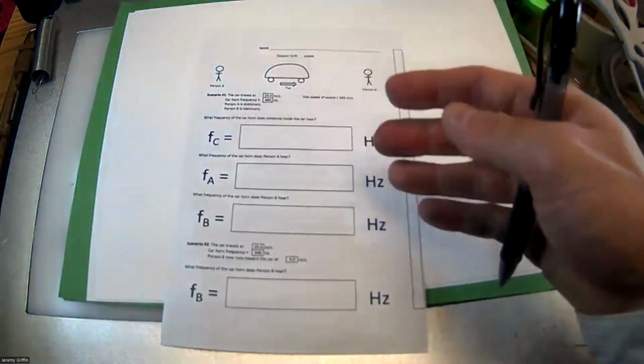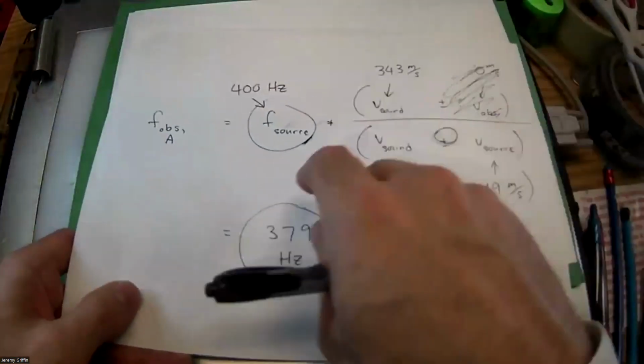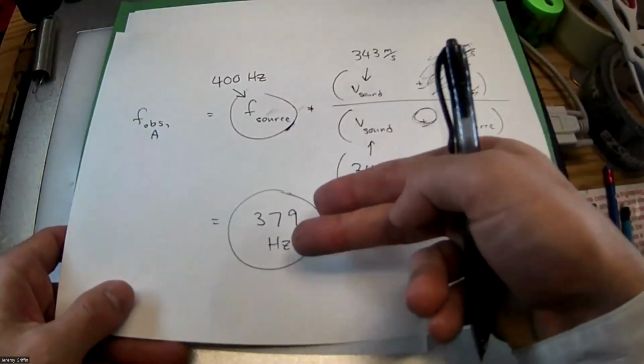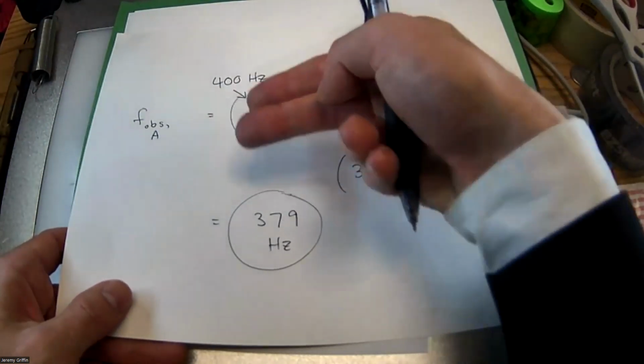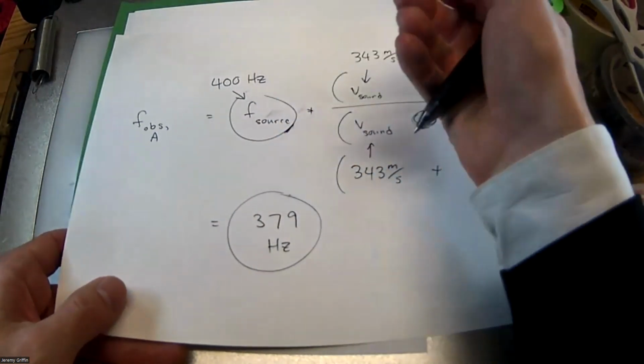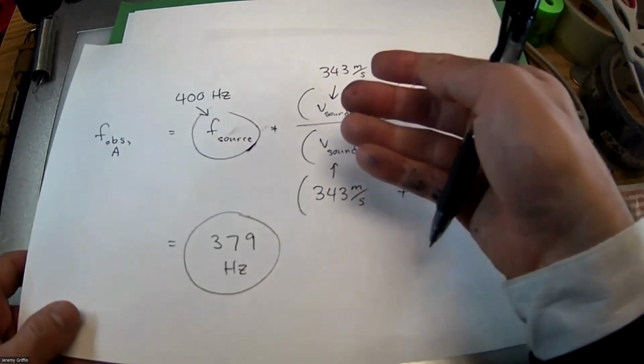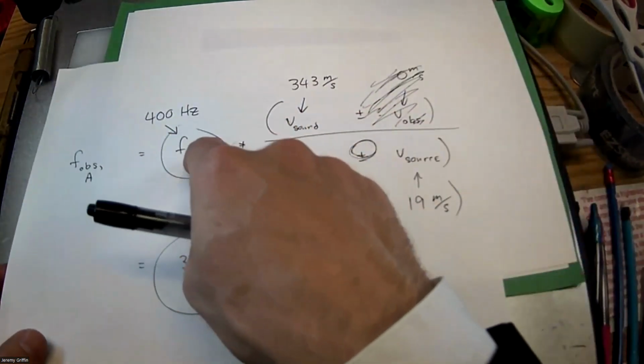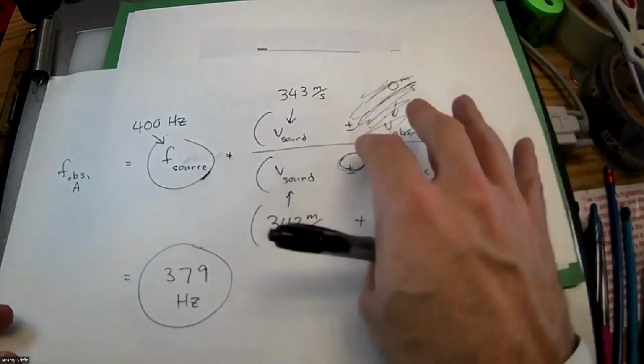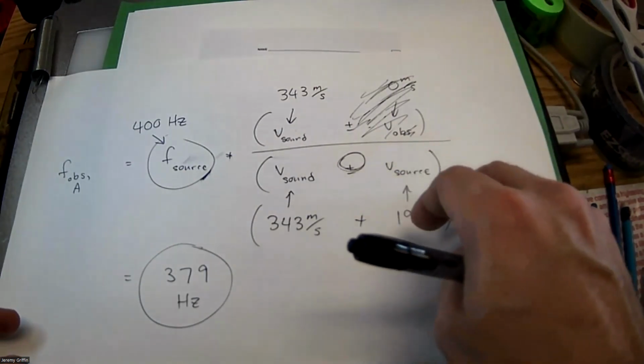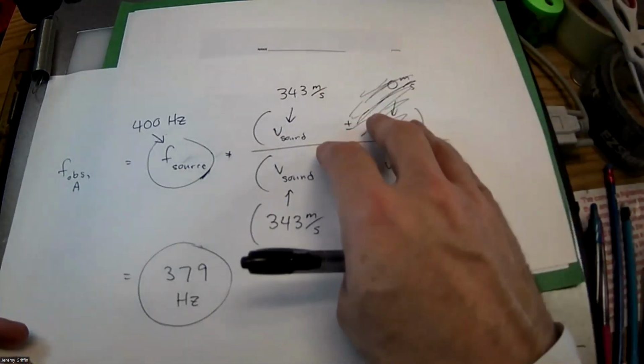So how do you get a low pitch? Well, that's a small number of hertz in terms of the frequency. We need the observed frequency to be less than the source frequency. 379 is less than 400 hertz. Well, how do you get that? You get that by taking the source frequency and multiplying by a ratio that's less than 1, like 0.9 something. It has to be less than 1.